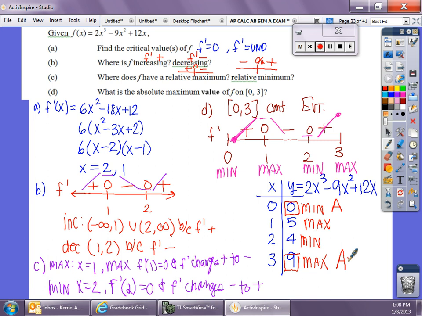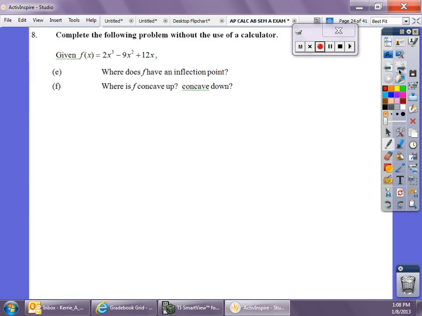You want to give your explanation if it asks, and my explanation would be that the two possible minimums were at x equal to 0 and x equal to 2, and then you want to say that at x equal to 0, the value is less than at x equal to 2.